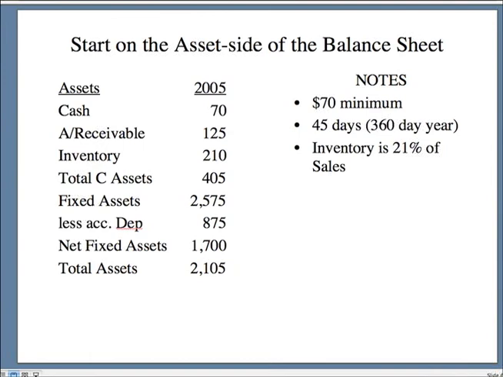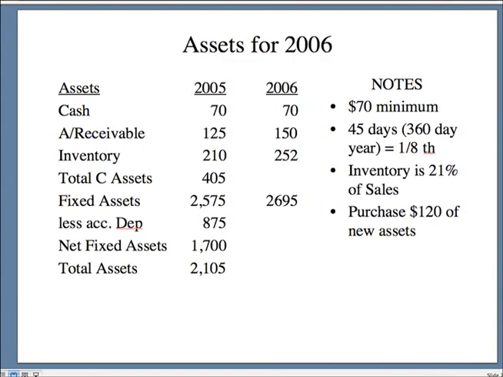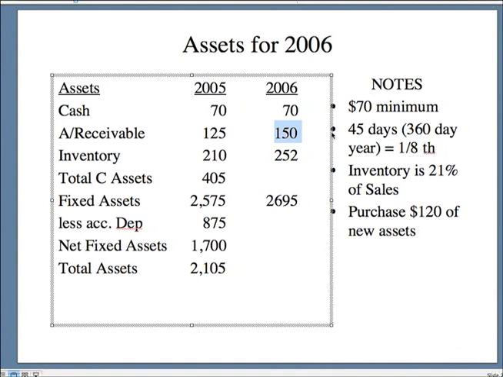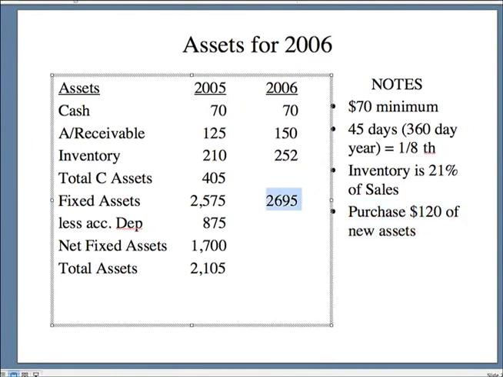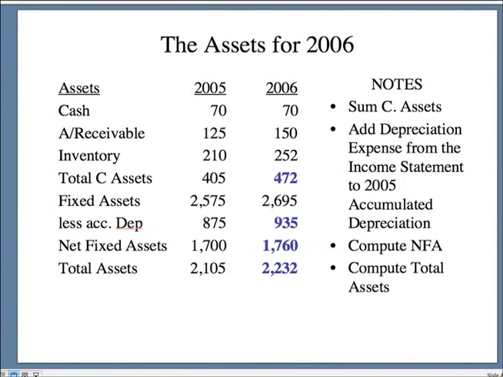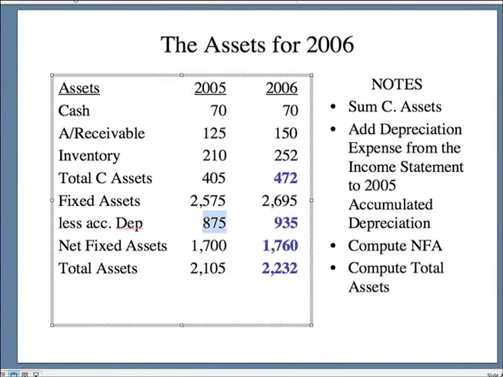Having done that, we can actually compute those numbers. So we plug in our 70, our 45 days of sales, our 21% of inventory. We also know that we're going to buy $120 worth of new assets, so we can change that number for fixed assets. Now remember that depreciation went up 60, so we increased the 875 to 935. That's the increase in depreciation. That's an accumulation account in accounting.